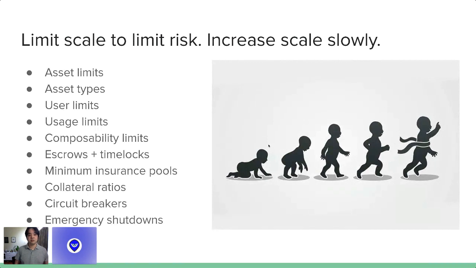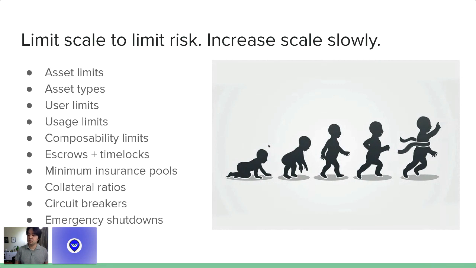When we build these systems, we can actually put in all kinds of limits that really reduce this risk, everything from limiting just the total number of assets that your system is willing to take on, the types of assets, and you might do this on a per user basis or some kind of rate limit. Some of the more advanced things might look like trying to limit some of the composability so that you don't get flash loan based exploits coming at you from day one. You can limit the inflow and outflow using some escrows and time locks.